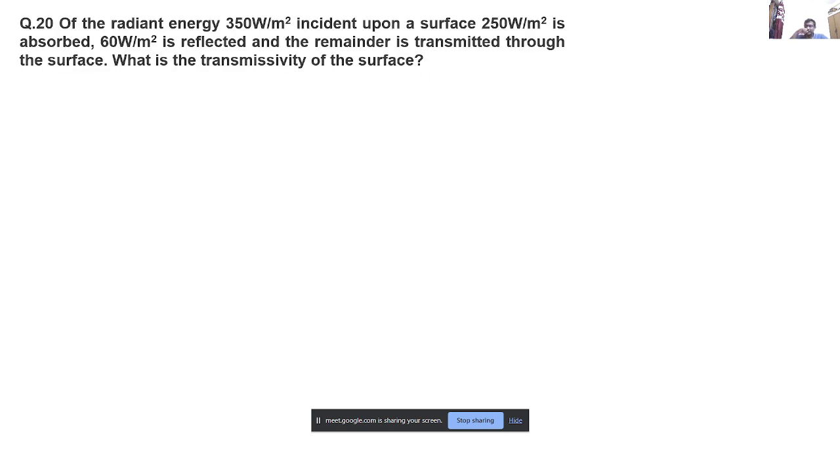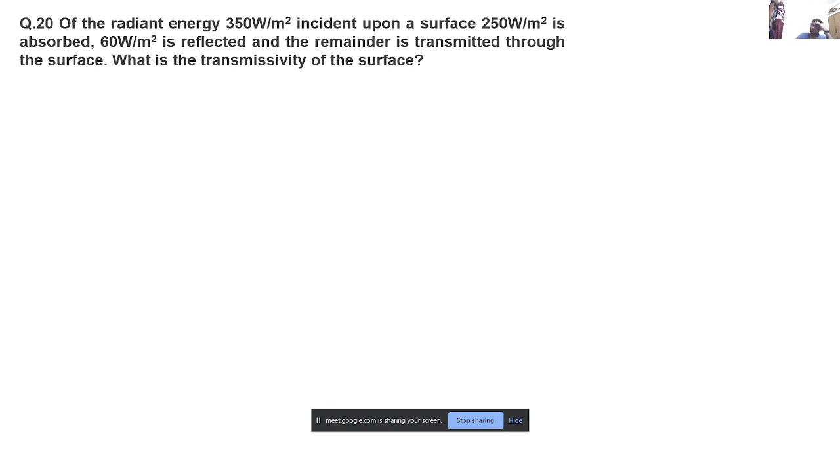Now let's take the final question of the day. Of the radiant energy 350 watts per meter square incident upon a surface, 250 watts per meter square is absorbed, 60 watts per meter square is reflected, and the remaining is transmitted through the surface. What is the transmissivity of the surface?